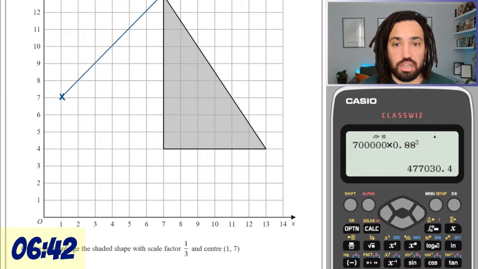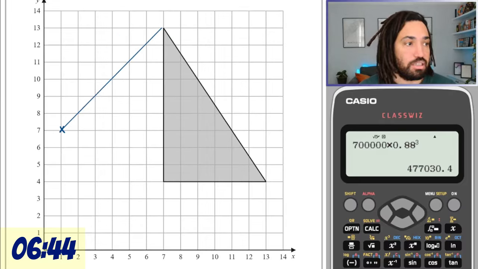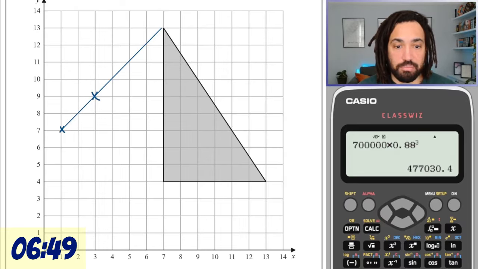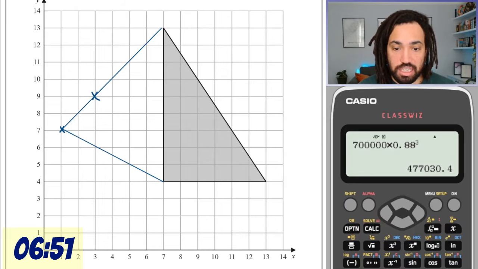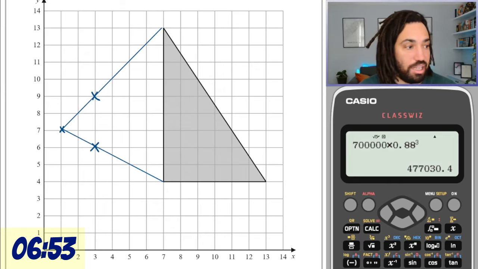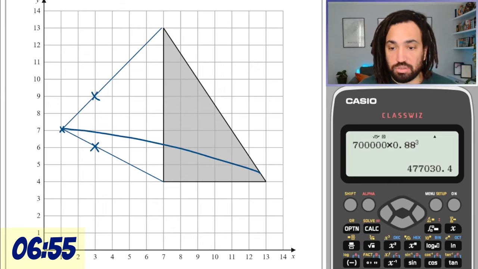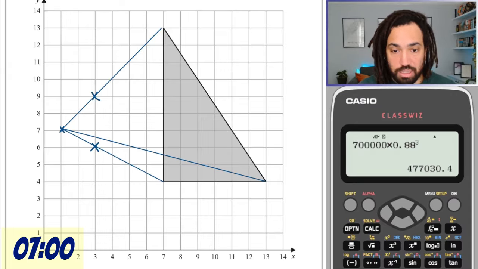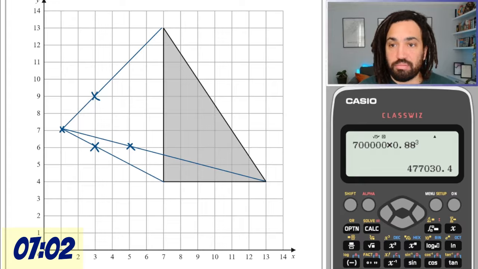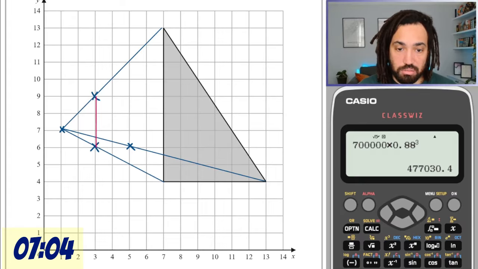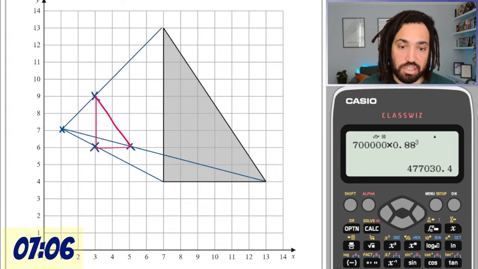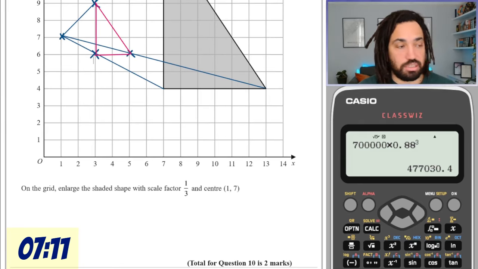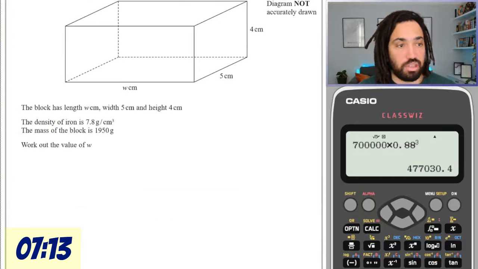So if I draw a line to that part there, then a third of that line would be here. If I draw a line to here, a third of that line will be here. And then finally, if I draw a line right to over here, a third of that line would be here. So I'm just going to join these up, and this is going to be my shape. And then do I have to label it? No, it doesn't say I do, so that's job done.